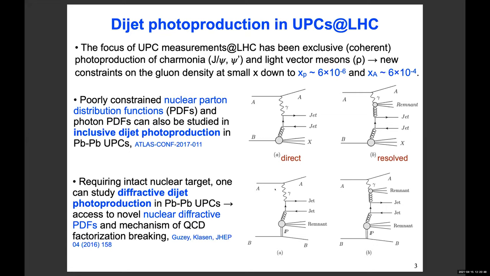One can also study diffractive Dijet photoproduction in lead-lead ultra-peripheral collisions. This process gives access to novel nuclear diffractive parton distribution functions that have never been studied before, and also may shed some light on the mechanism of QCD factorization breaking for Dijet photoproduction. So let me first discuss our results for inclusive Dijet photoproduction.